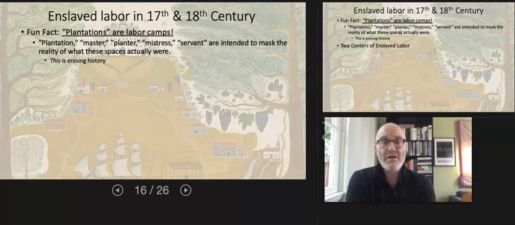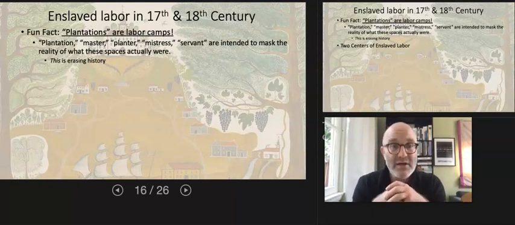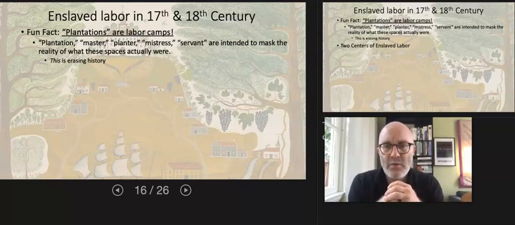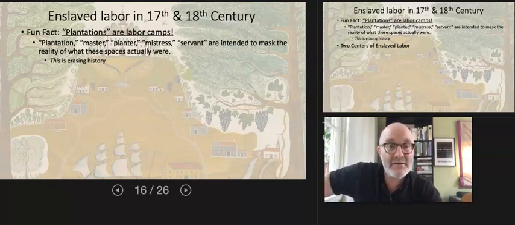It's something we associate with different time periods of world history, the idea of a labor camp. Stalinist Russia, or Mao in China, or Hitler in Nazi Germany. But that's what plantations are. A master is an enslaver, right? Or a planter is an enslaver. The mistress is the wife, the female enslaver. A servant is a slave. This kind of genteel language is something that emerges in American history textbooks, really from the 1870s on, to kind of whitewash the violence of slavery.